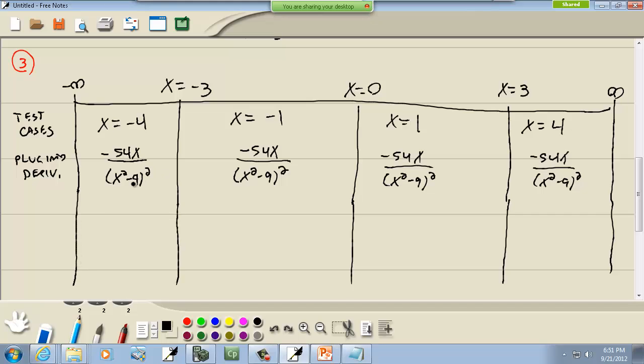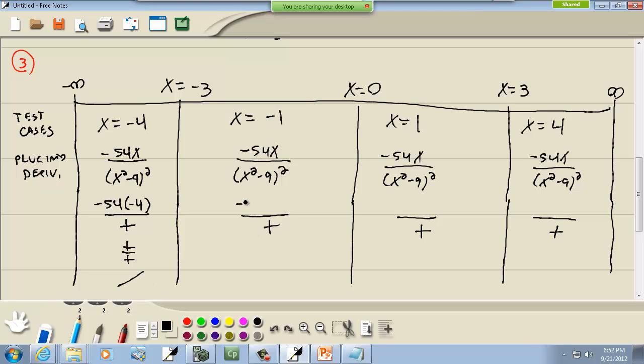Okay. Now think of the denominator here. X squared minus 9 to the second power. When you square anything, it becomes positive. So I don't really care about the bottom part. I know it's going to be positive in all of these. Because remember, all we're interested in is the sign. So we know the bottom's positive because it's squared. So let's do the top part. Here I got negative 54, and I'm multiplying it by negative 4. Plug in our test case. Negative times a negative is positive. So we got positive over positive, which is increasing.